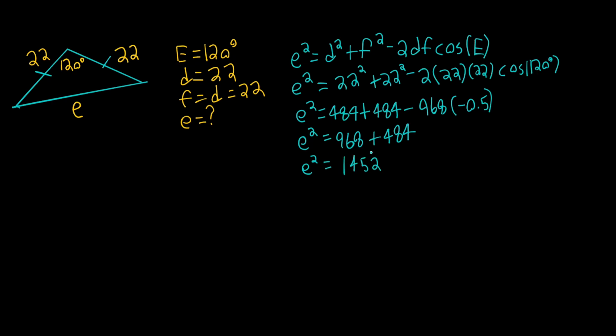So at this point, I would like to take the square root of both sides. The reason is I have to solve for E by itself, and I get that E is equal to 38. Okay, so using cosine law, we found that the value of the side E is 38.